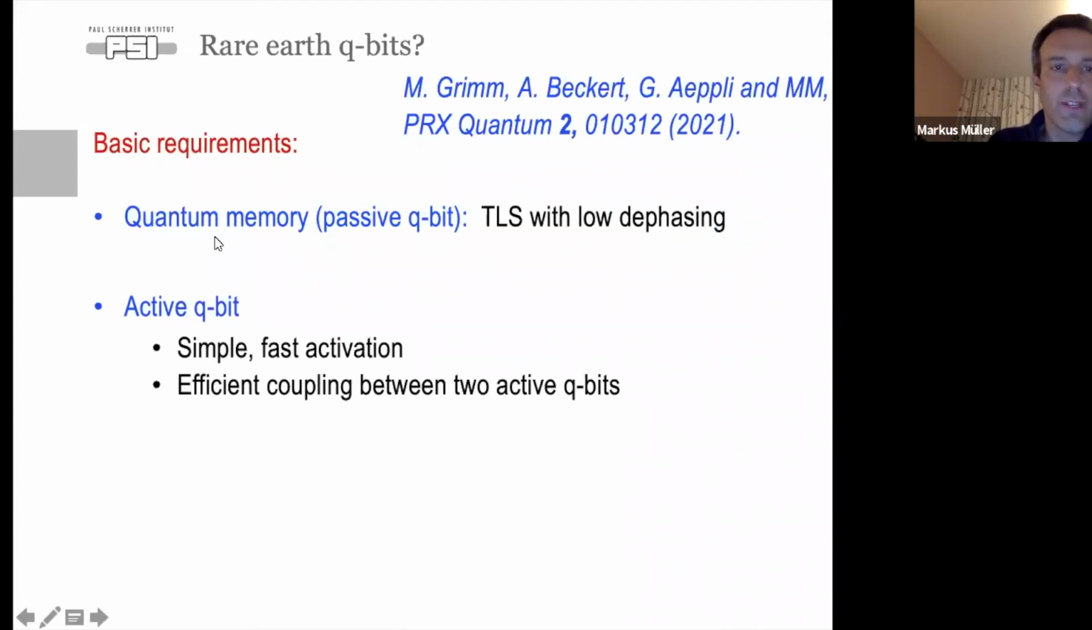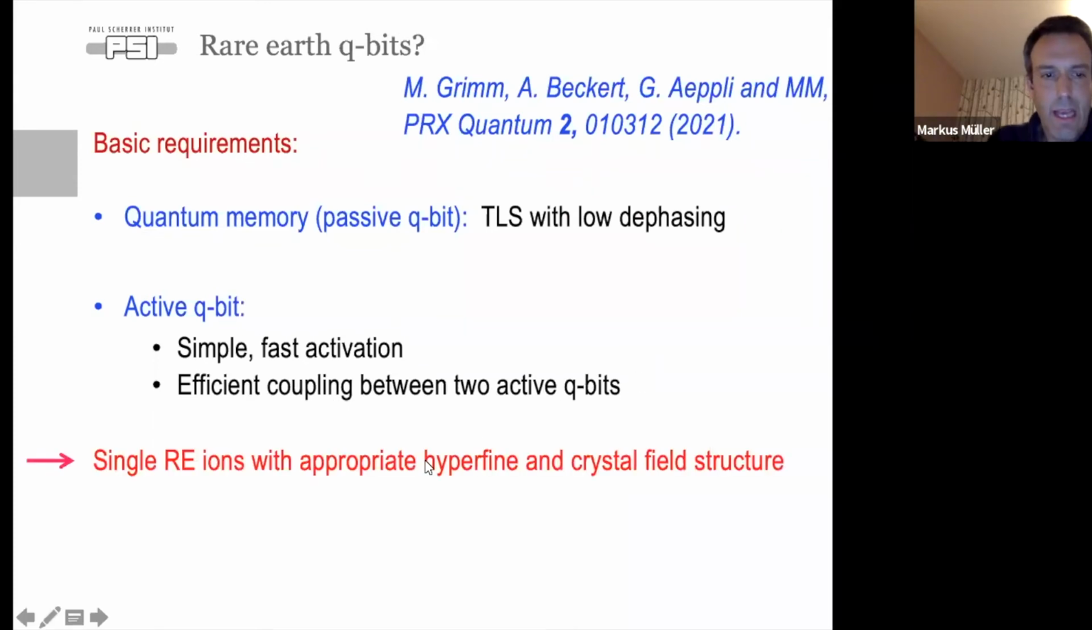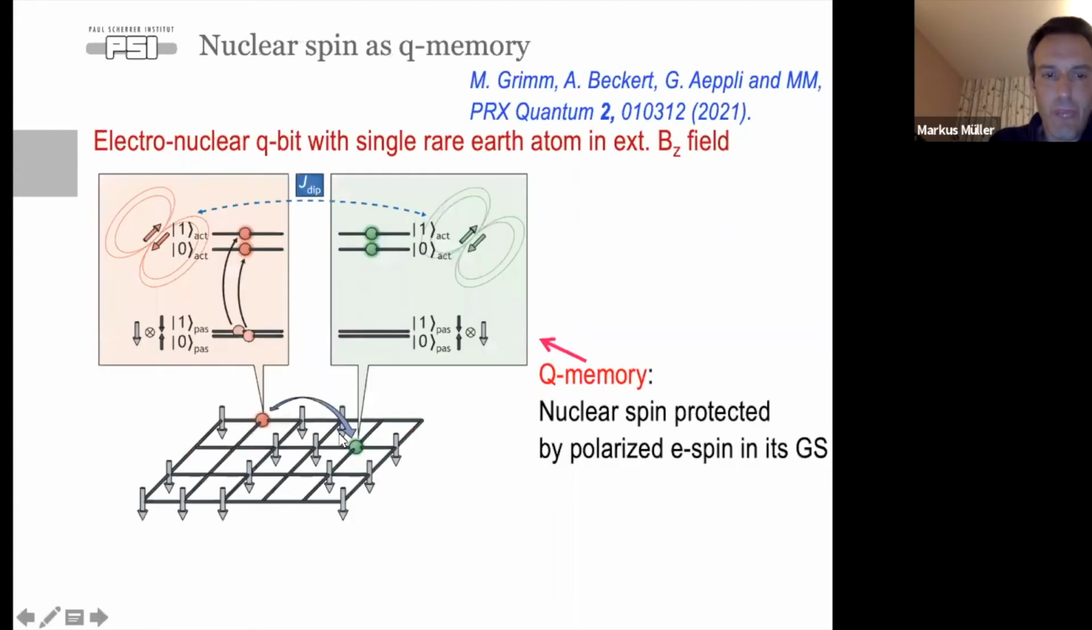So what you need for a quantum computer is a good quantum memory, and then a good active qubit, meaning you want to pass very quickly from the memory to the active state in a simple and fast manner, and then have an efficient coupling between two active qubits so that you can do a 2-qubit gate. Okay. In practice, you have to look for single rare earth ions with an appropriate hyperfine and crystal field structure that does the job. And in a nutshell, our proposal looks as follows.